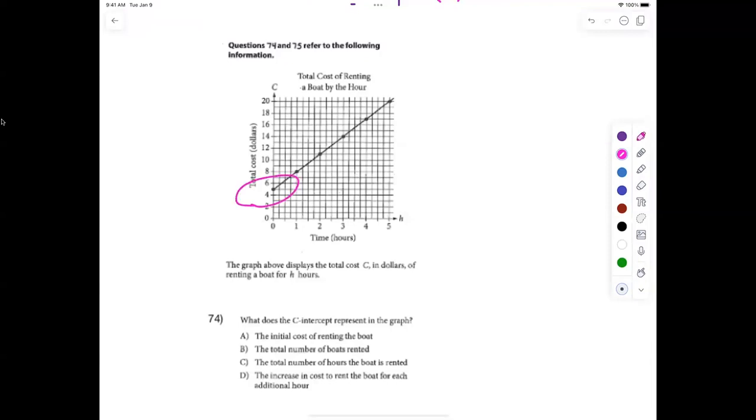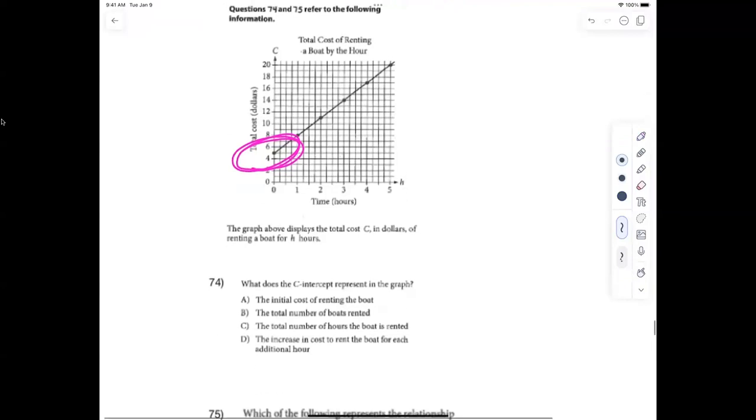So what is the C-intercept? 5. Right? That's 5. Do we agree? Now, what does that represent? Thank you. Remember, we talked about that earlier. Someone even asked me, I think Ava said something about it. All right. The y-intercept is the initial cost. That's the beginning. So again, that one was kind of easy if you knew the terminology.